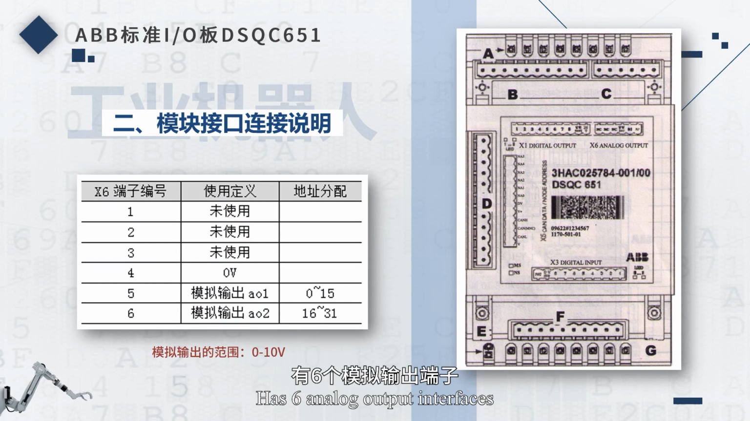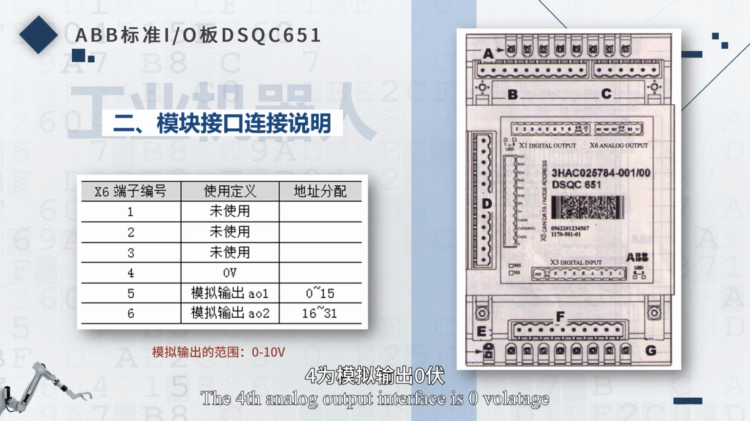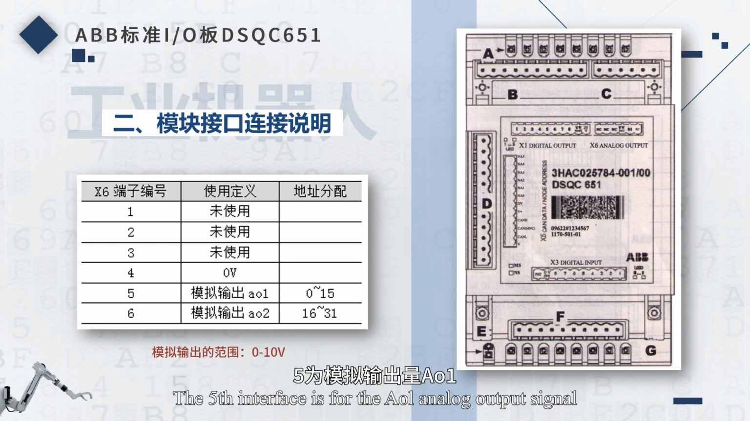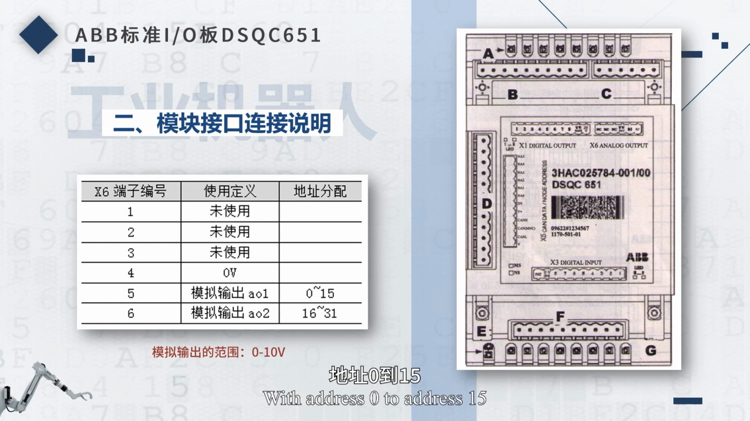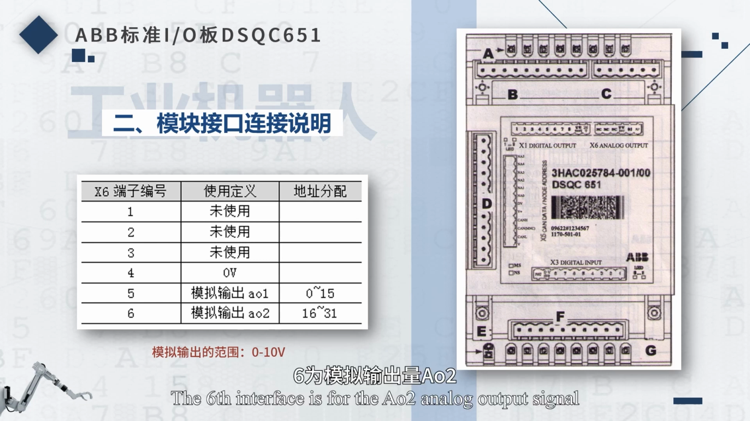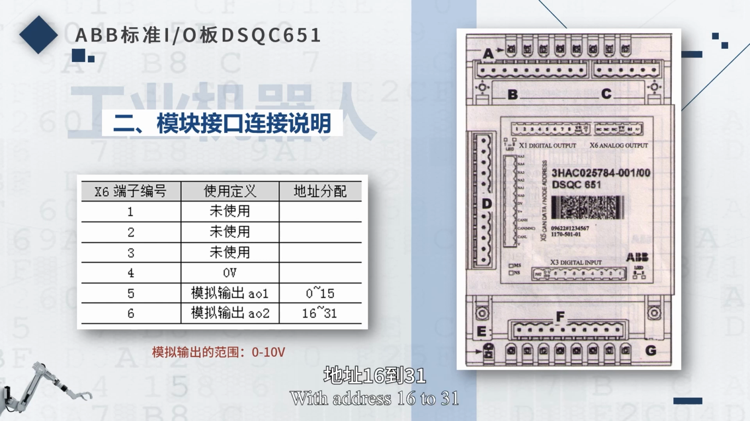X6 has 6 analog output interfaces, with power voltage from 0 to 10 volts. Among the interfaces, the first, second, third interfaces are available. The fourth analog output interface is 0 voltage. The fifth interface is for the AO1 analog output signal, with address 0 to address 15. The sixth interface is for the AO2 analog output signal, with address 16 to 31.